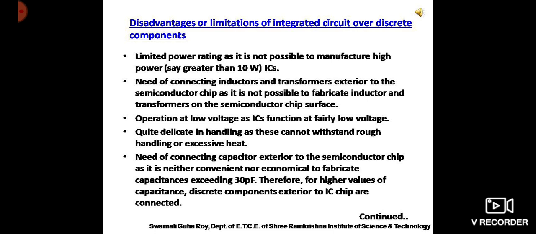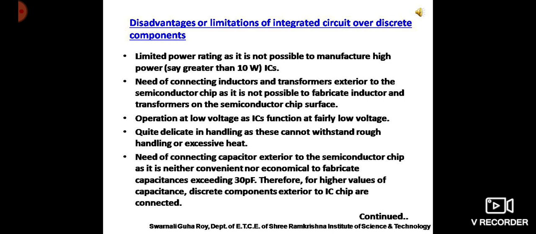The second point is the need of connecting inductors and transformers externally. That is, we cannot make inductors or transformers in IC form. So these are to be connected externally to the IC. The third point is operation at low voltage, as ICs function at fairly low voltage, which is not so good.